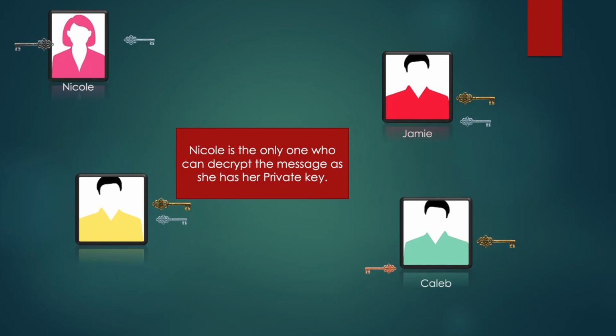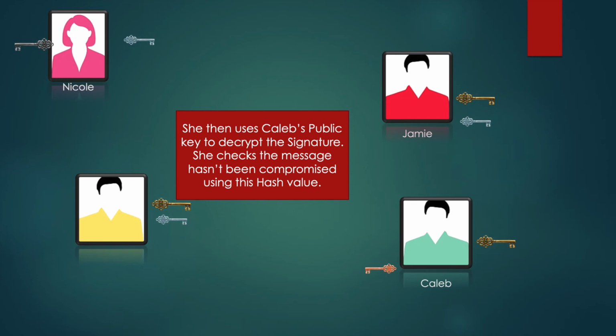Nicole is the only one who can decrypt the message because she's the only one that has her private key. Everybody has the public key, but she's the only one that has the private key. She then uses Caleb's public key to decrypt the signature. She checks the message hasn't been compromised using the hash value.